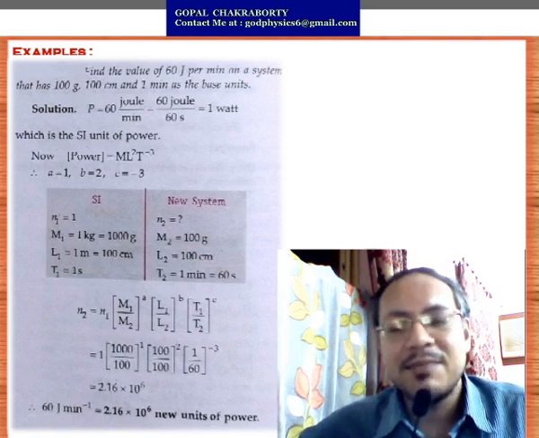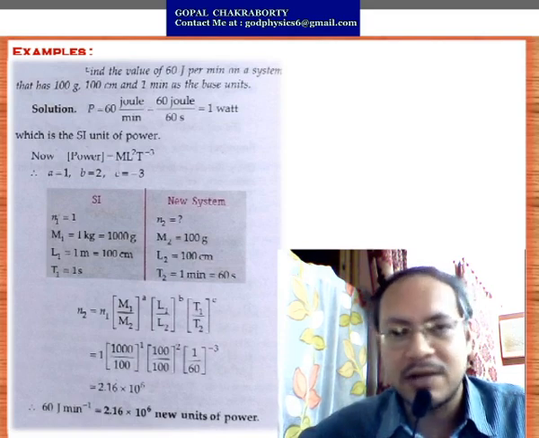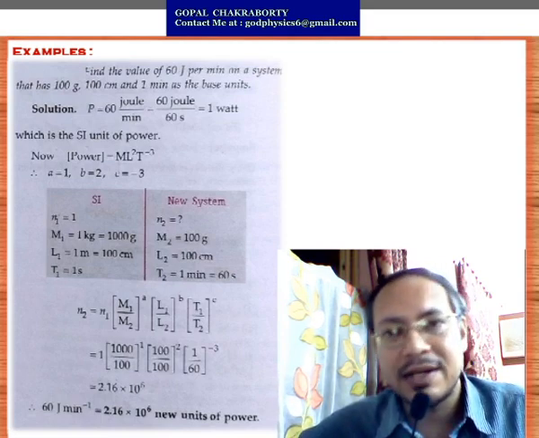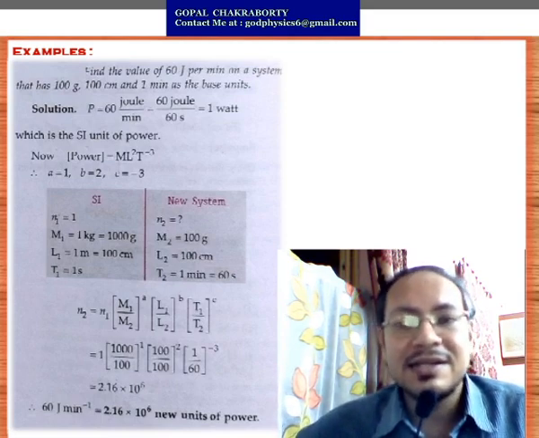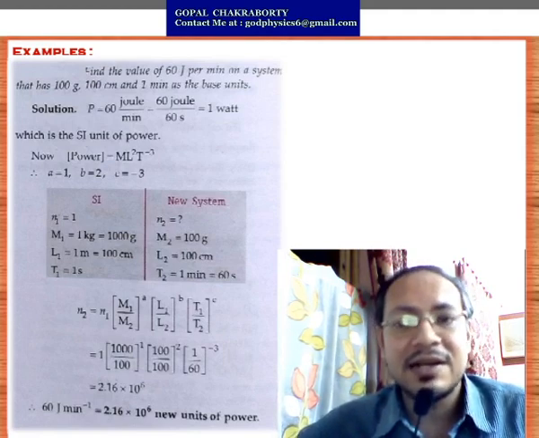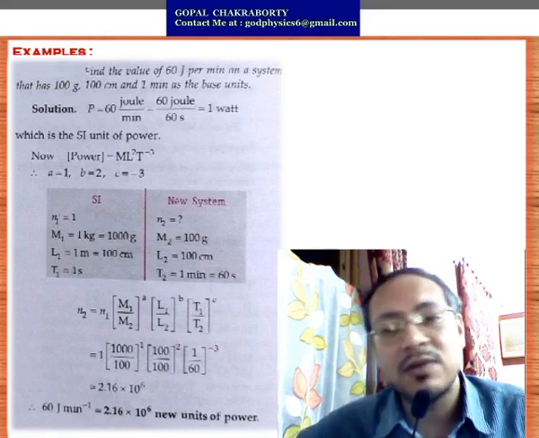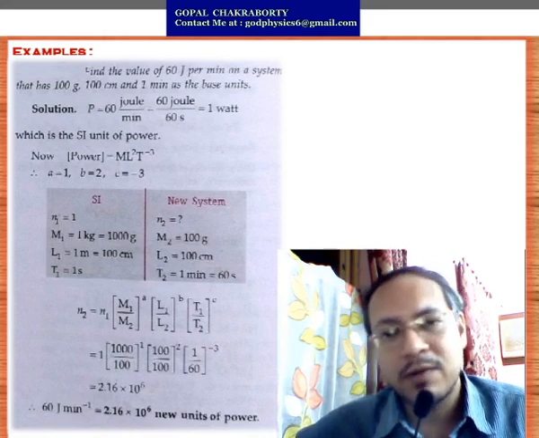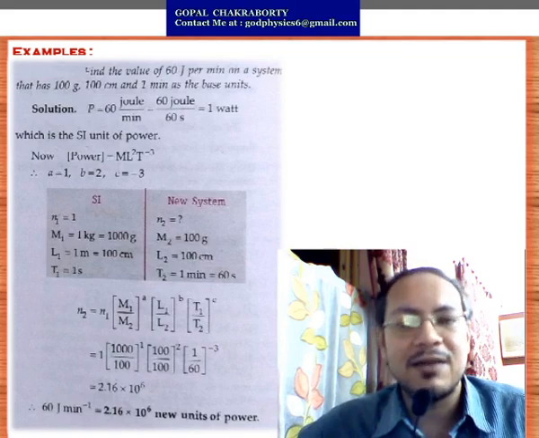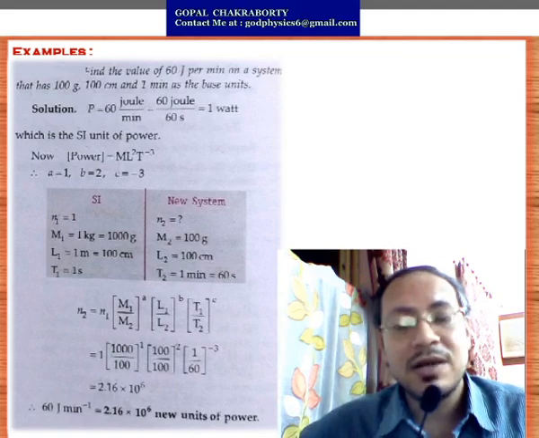Again the same process: you substitute the values of M1, M2, L1, L2, T1, T2 in the formula as per your SI unit and the new system of unit given here. In the new system, M2 is 100 gram, L2 is 100 centimeter and T2 is 1 minute, that is 60 seconds. If you substitute all these values, you will get n2 equals 2.16 × 10 to the power 6. So 60 joule per minute is equal to 2.16 × 10 to the power 6 in your new system of unit.